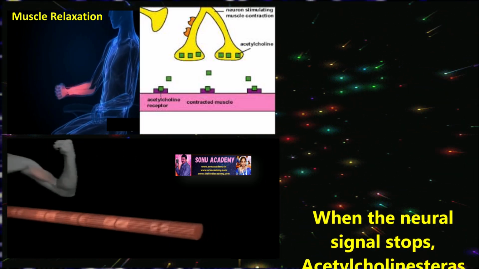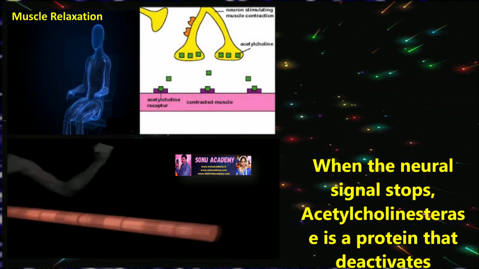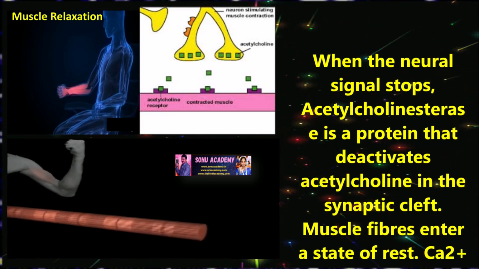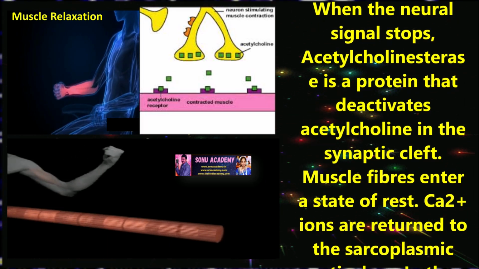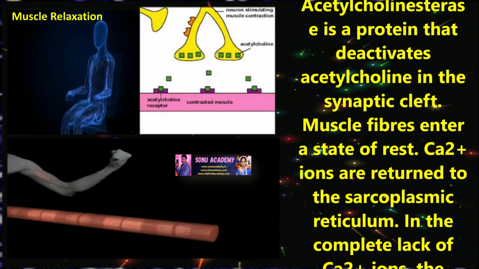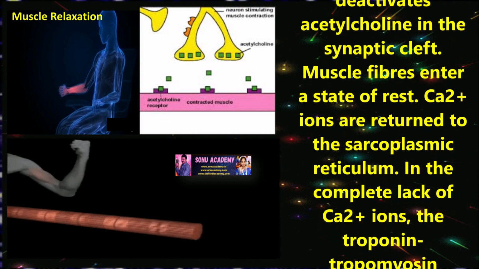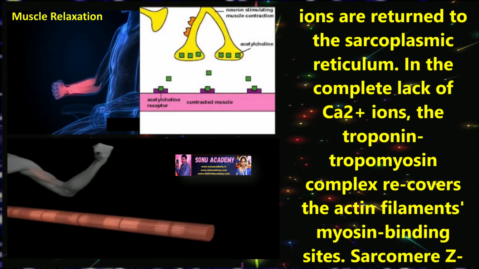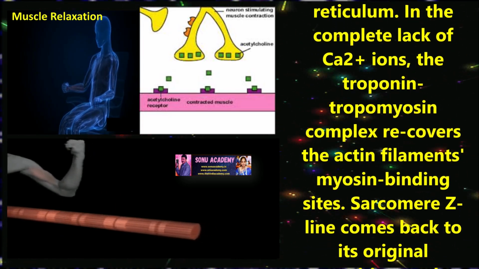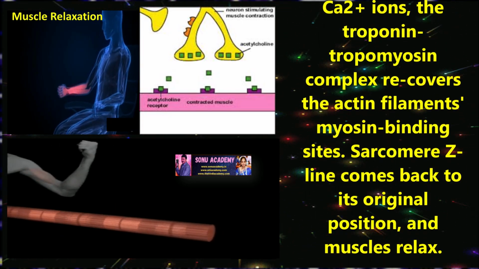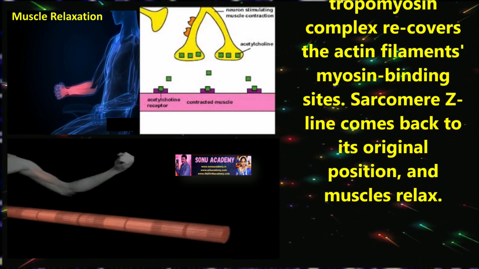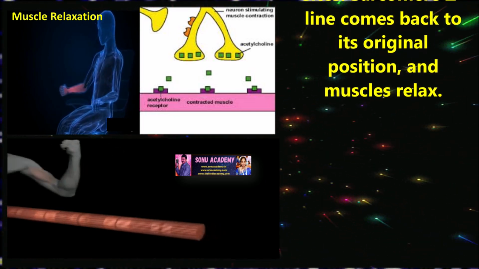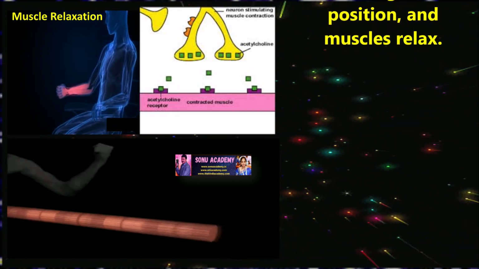Children, let us discuss what is muscle relaxation. When the neural signal stops, acetylcholinesterase, a protein, deactivates acetylcholine in the synaptic cleft, and the fibers enter a state of rest. Ca2+ ions are returned to the sarcoplasmic reticulum. In the complete lack of Ca2+ ions, the troponin and tropomyosin complexes cover the actin filaments' myosin binding sites, and the sarcomere Z lines come back to their original position and the muscle relaxes.